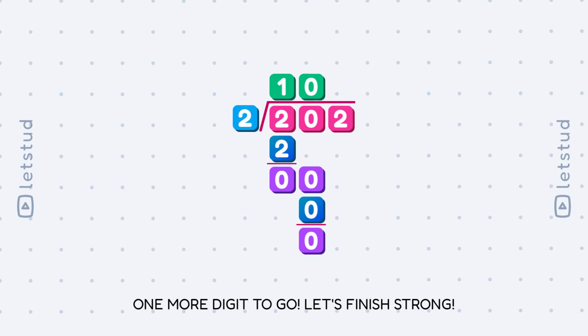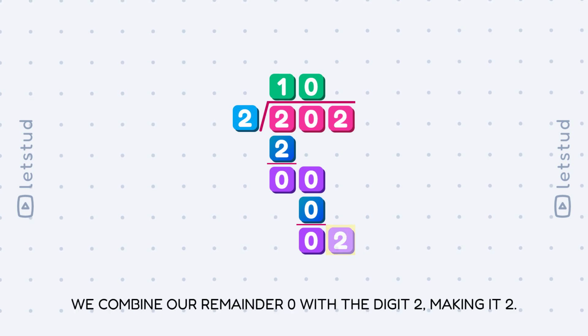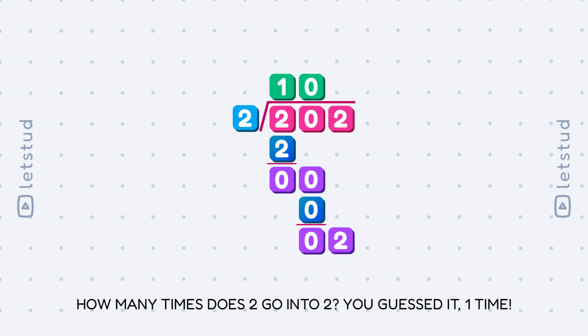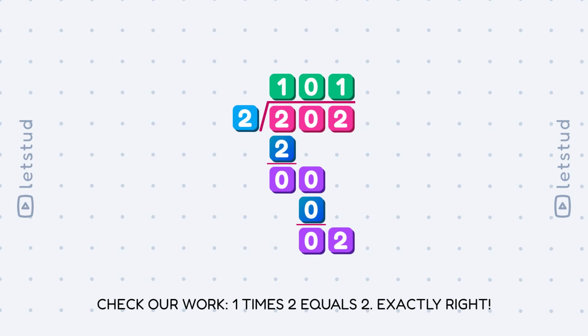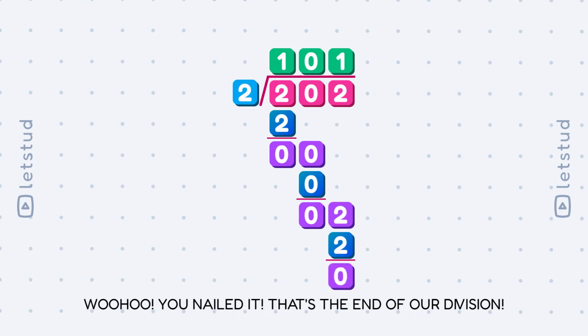Let's finish strong. Last step, we bring down the final digit of 202, which is 2. We combine our remainder 0 with the digit 2, making it 2. How many times does 2 go into 2? You guessed it, 1 time. Check our work: 1 times 2 equals 2. Exactly right. Subtracting 2 from 2 leaves us with 0. We have no remainder. Woohoo, you nailed it.